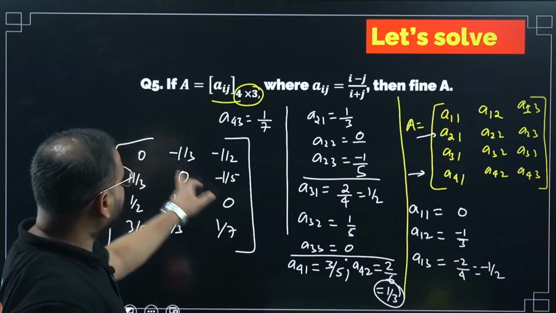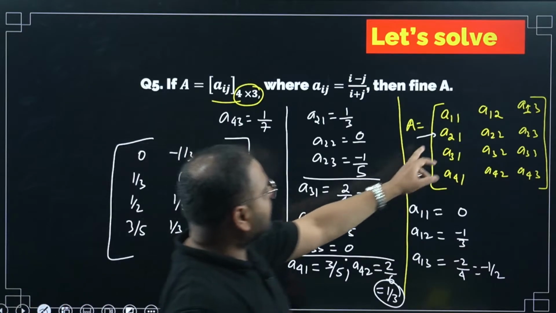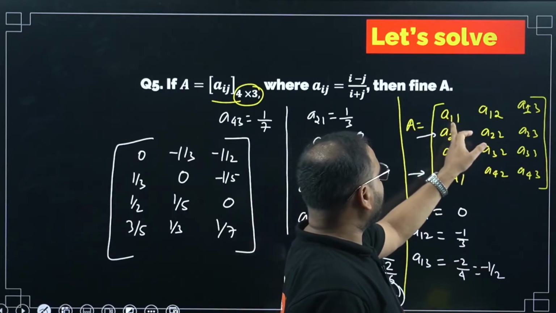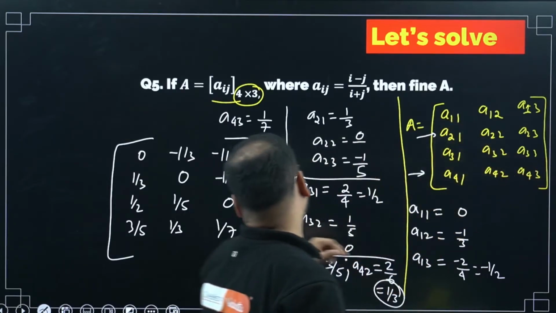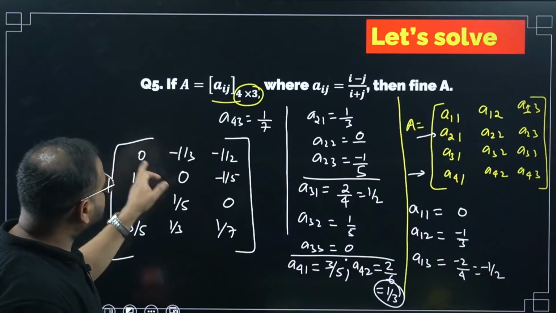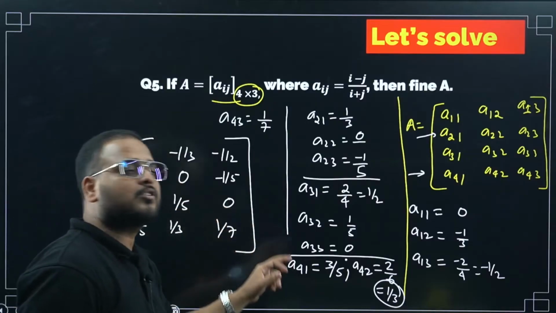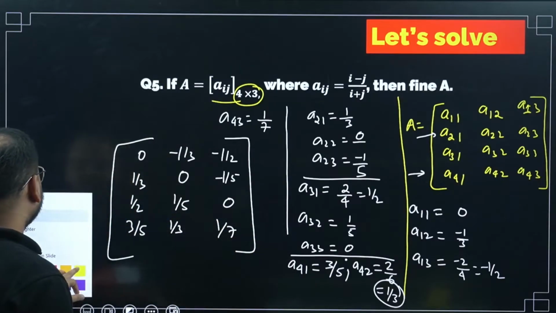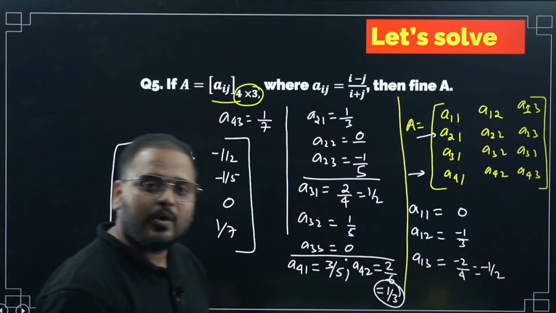You can see there is 0 present here. Why? Because i and j are the same for those elements: A11, A22, A33. That's why it is 0, because 1 minus 1 is 0, 2 minus 2 is 0, and 3 minus 3 is also 0. Simple question, sir. Okay, shall we move on?